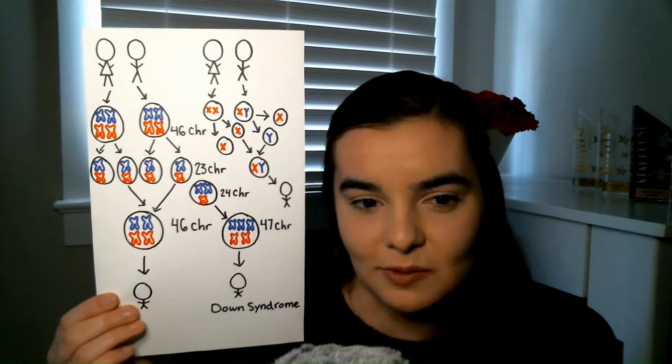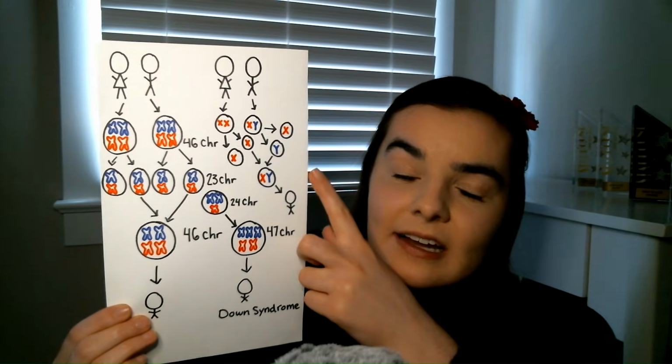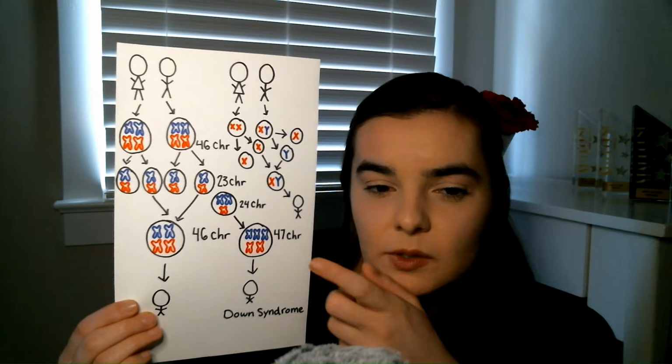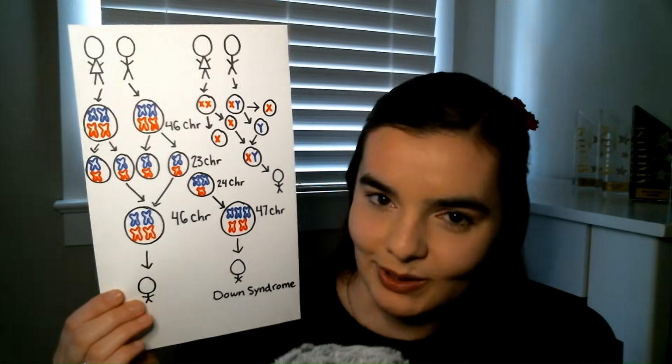100% of the time the female's going to give an X, and 50% of the time the male will give an X as well, or 50% it gives the Y. And that's how you get boys and girls.